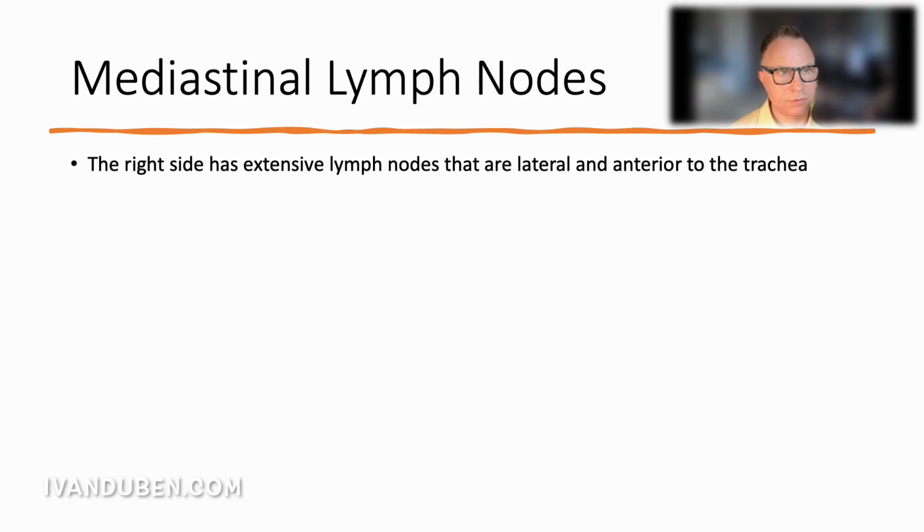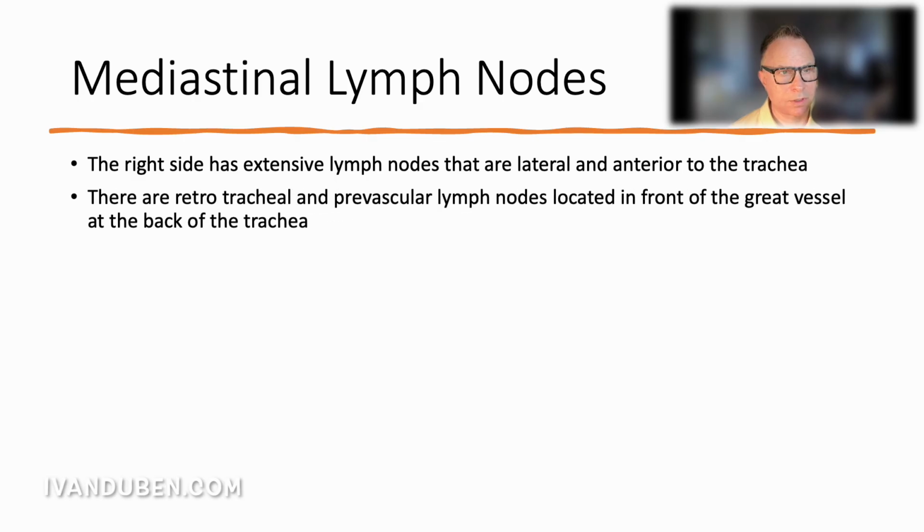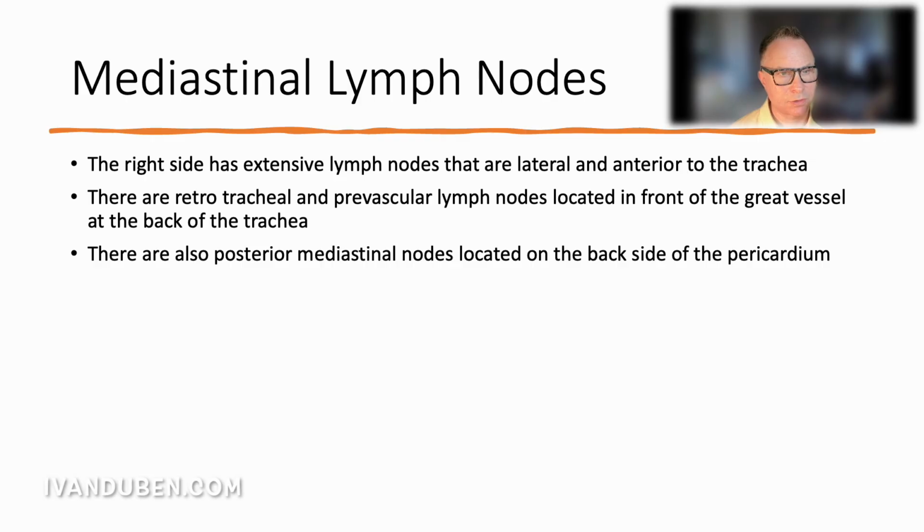Mediastinal lymph nodes. The right side has extensive lymph nodes that are lateral and anterior to the trachea. We'll cover some of these in some diagrams. There are retrotracheal and prevascular lymph nodes, located in front of the great vessel at the back of the trachea. There are also posterior mediastinal nodes located on the back side of the pericardium.